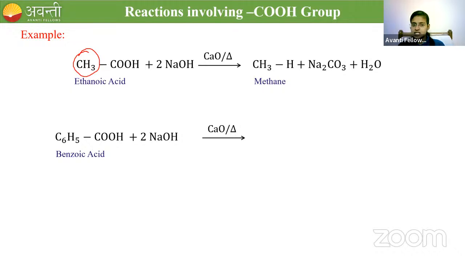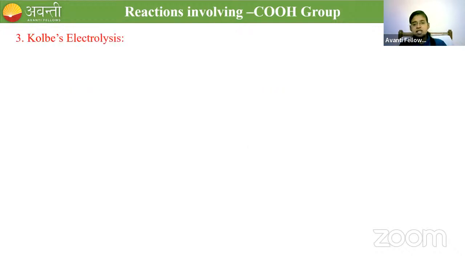The R group is C6H5. Yeah, very good. The product is benzene. Very good, Aishwarya. Very good, Rohit, Deva, Parveen. All of your answers are correct. So we get benzene. Just learn the mechanism. RH is produced from the soda lime process, which is decarboxylation.